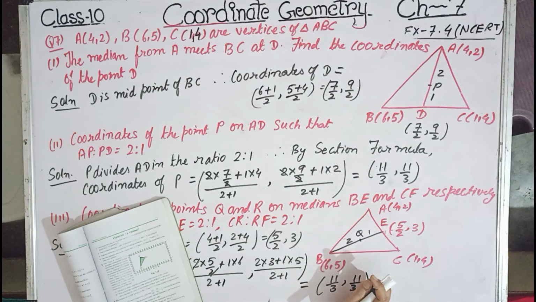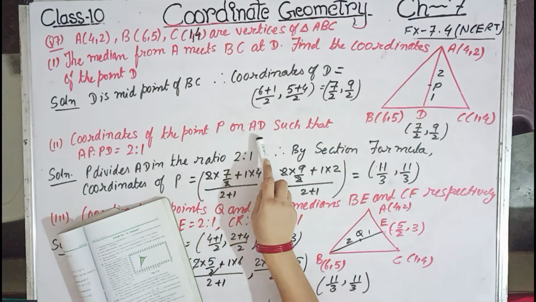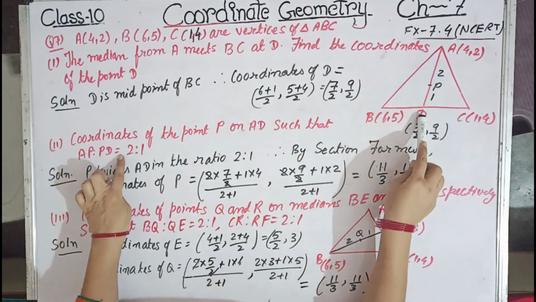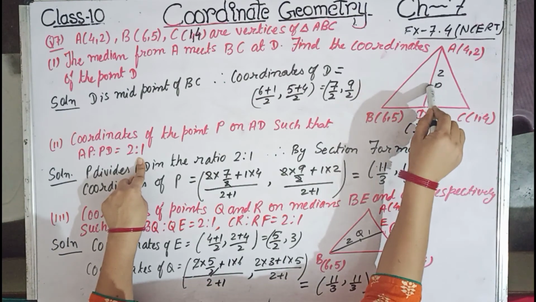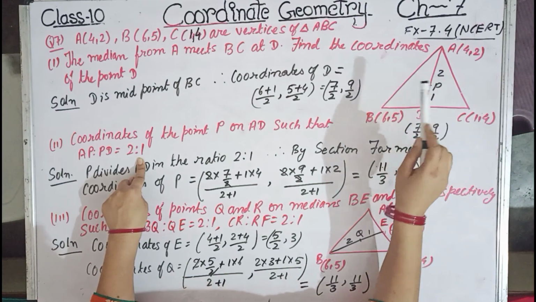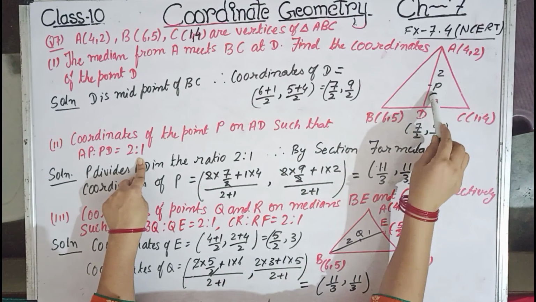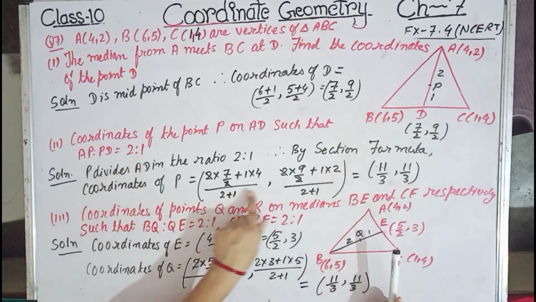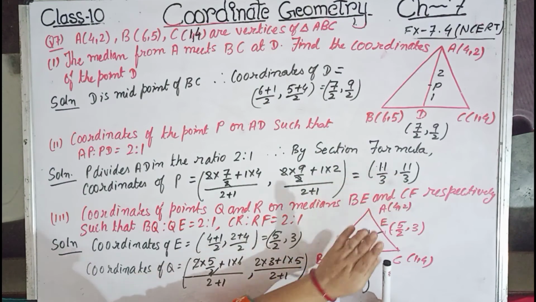Subpart number 2 says, find the coordinates of the point P on AD such that AP is to PD equals 2 is to 1. So over here the point P is dividing AD in the ratio 2 is to 1. So by the section formula, directly utilizing the formula, we can get the coordinates of the point P as (mx2 plus nx1) by (m plus n), similarly (my2 plus ny1) by (m plus n), which I have done over here, and therefore the coordinates of the point P are given as 11 by 3 and 11 by 3.